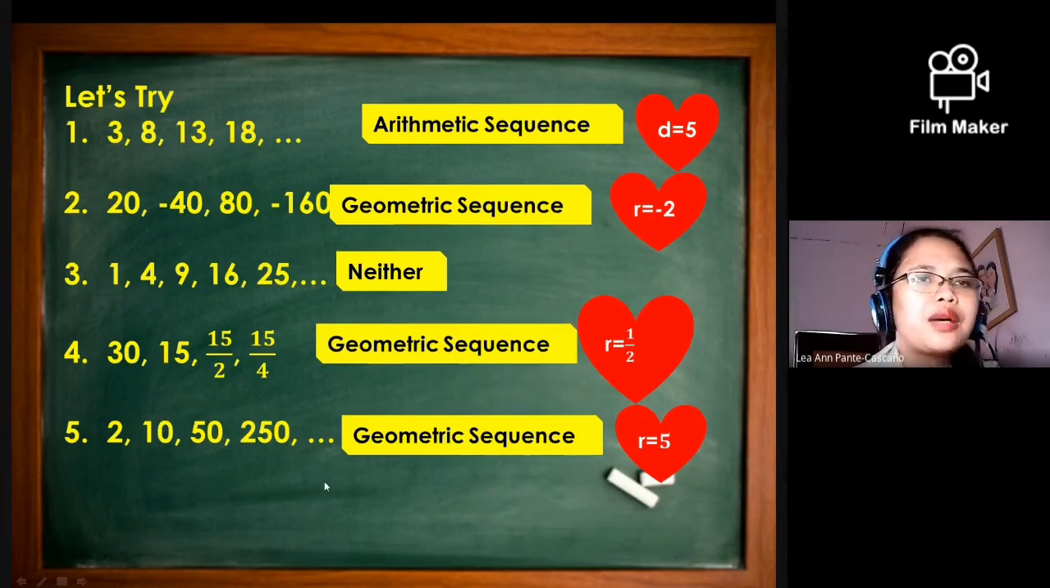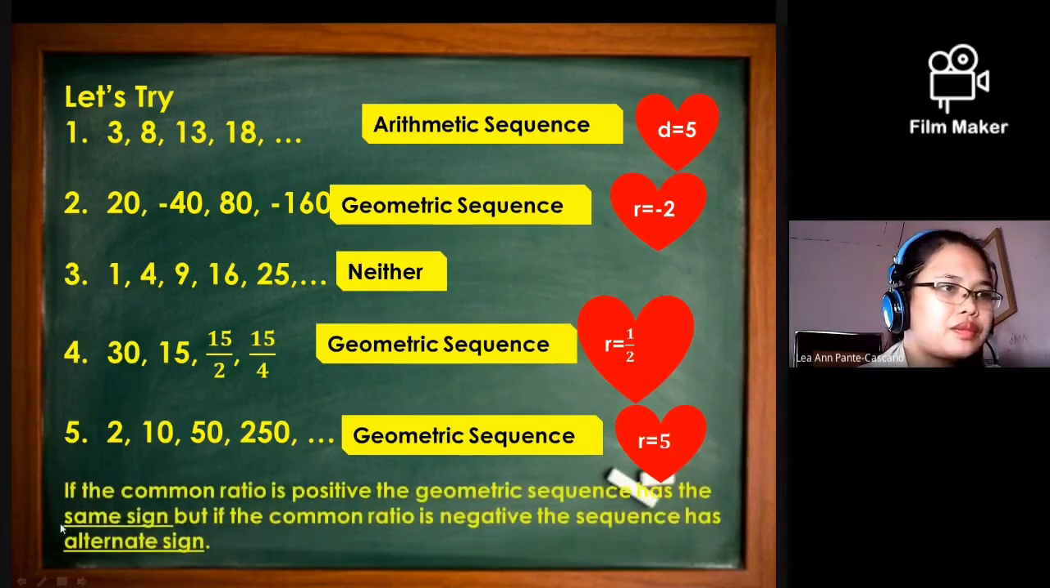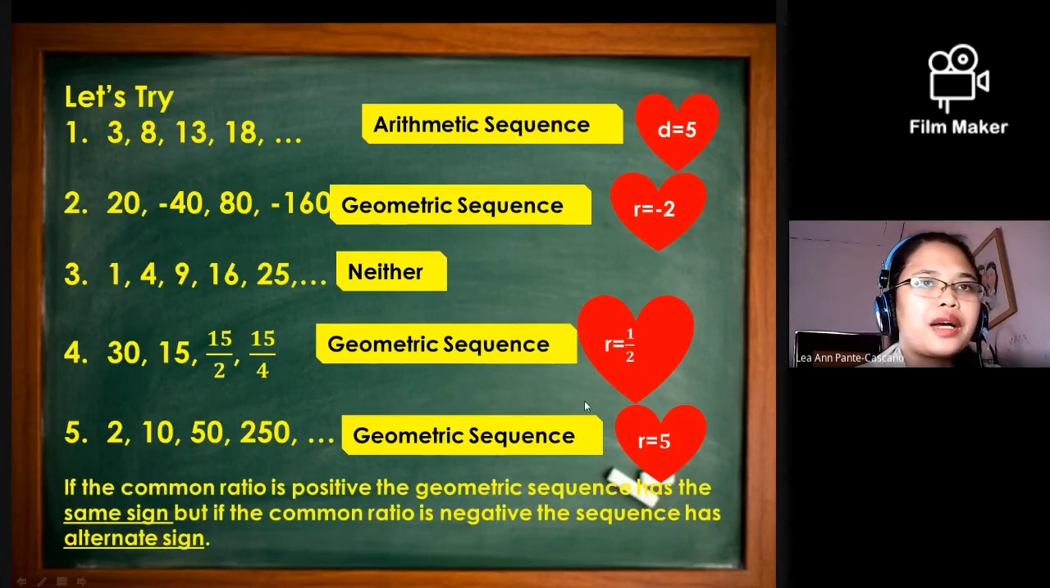So I want you to remember this one po. If the common ratio is positive, the geometric sequence has the same sign. Observe. This one has the same sign po. Their common ratio is positive. Even in number 4, ang kanya pong common ratio ay positive. Mapapansin po, lahat po ay positive.